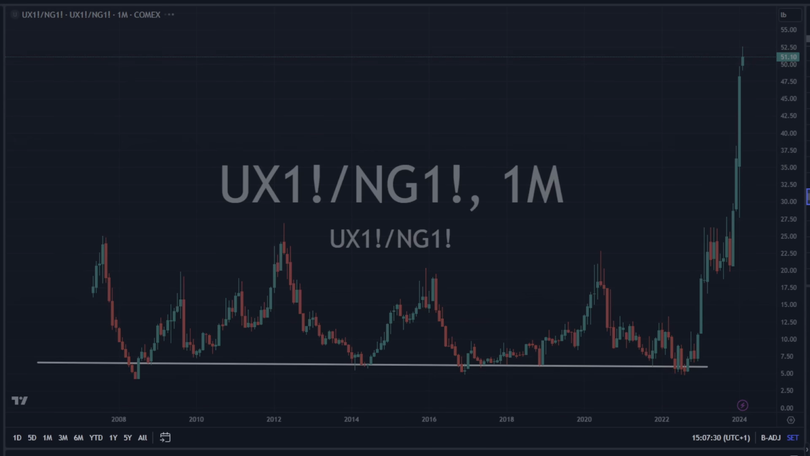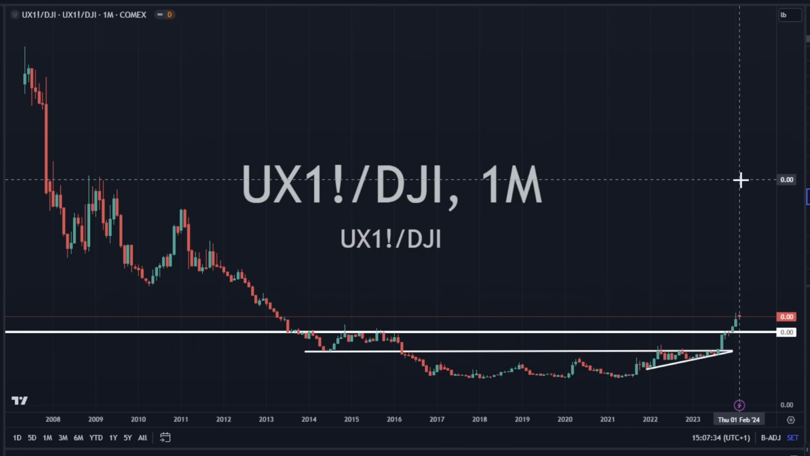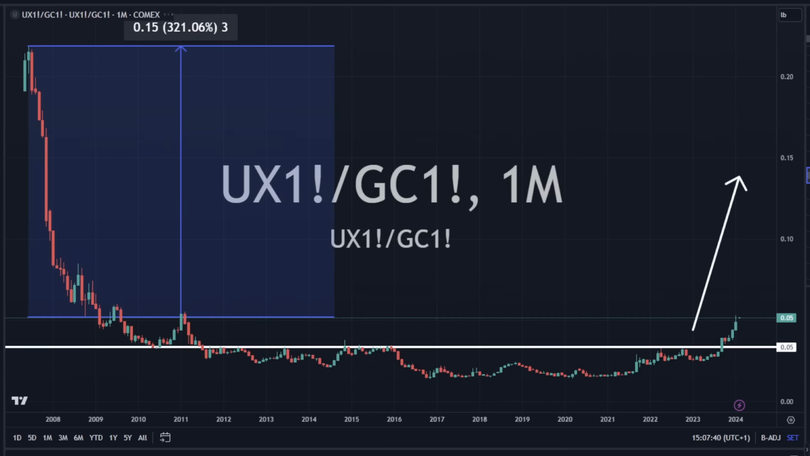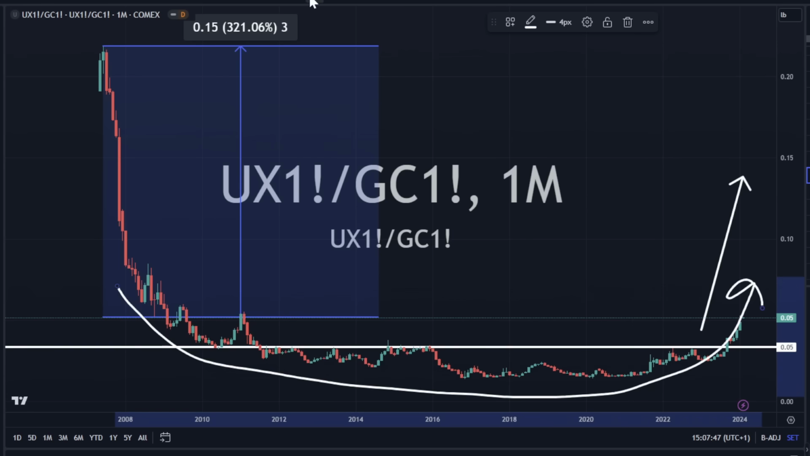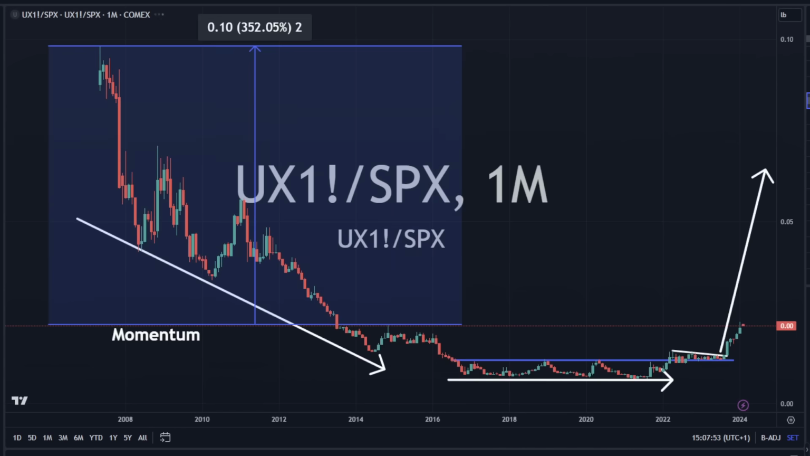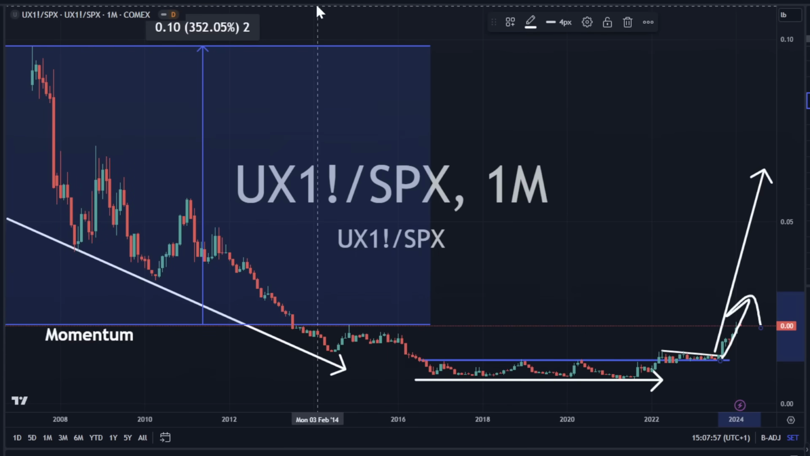Uranium's outperforming basically everything. Uranium versus Dow Jones, it's broken to the upside and it's continuing to outperform. Uranium versus platinum, huge outperformance there. Uranium versus gold, continuing higher against that. We've got all these U-shaped bottoms, just ripping it. Uranium versus M2 money supply is moving on up, looks fantastic. And uranium versus the S&P 500 continues to move higher.